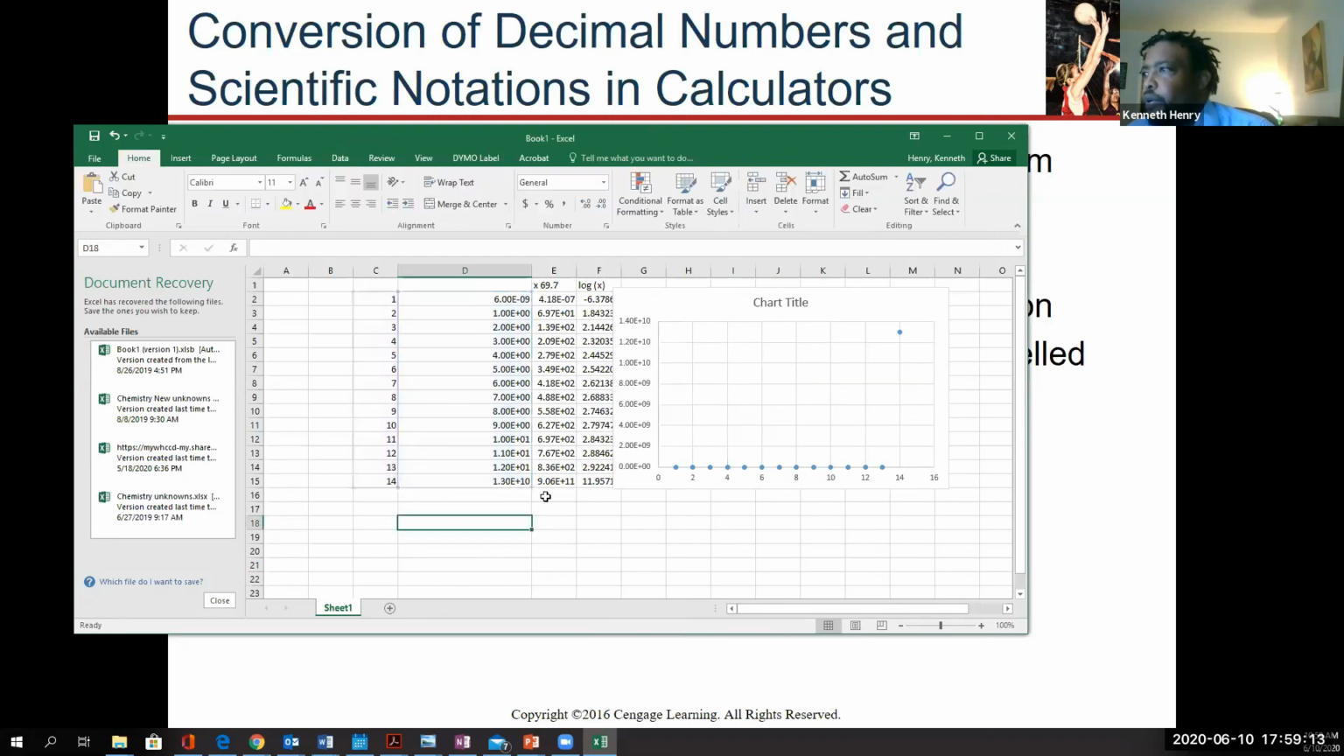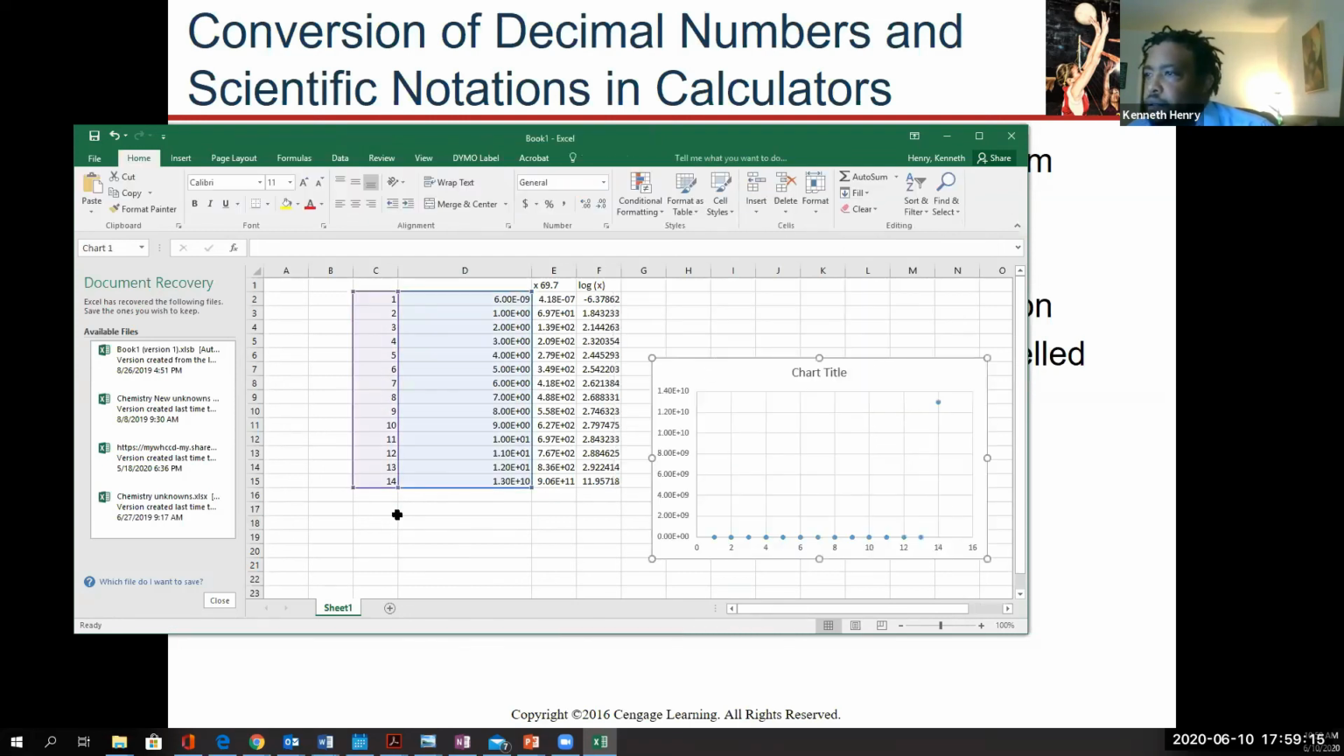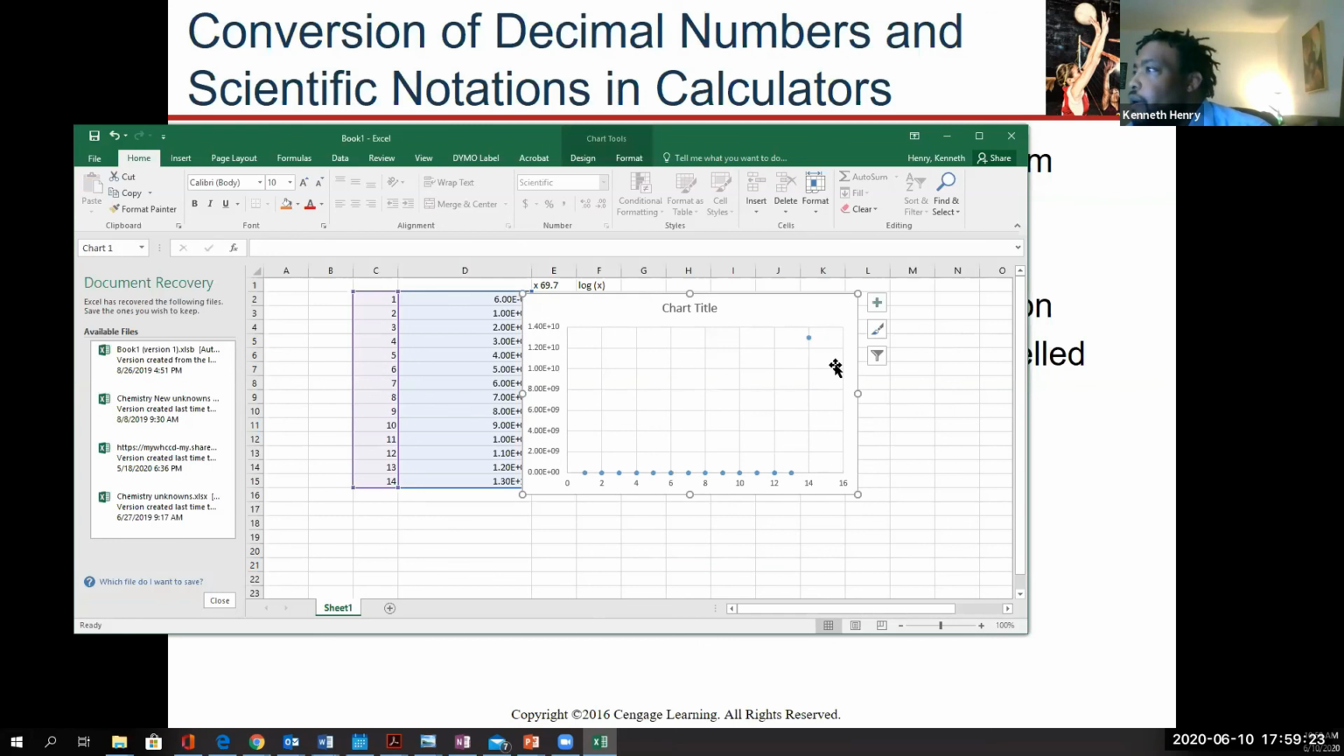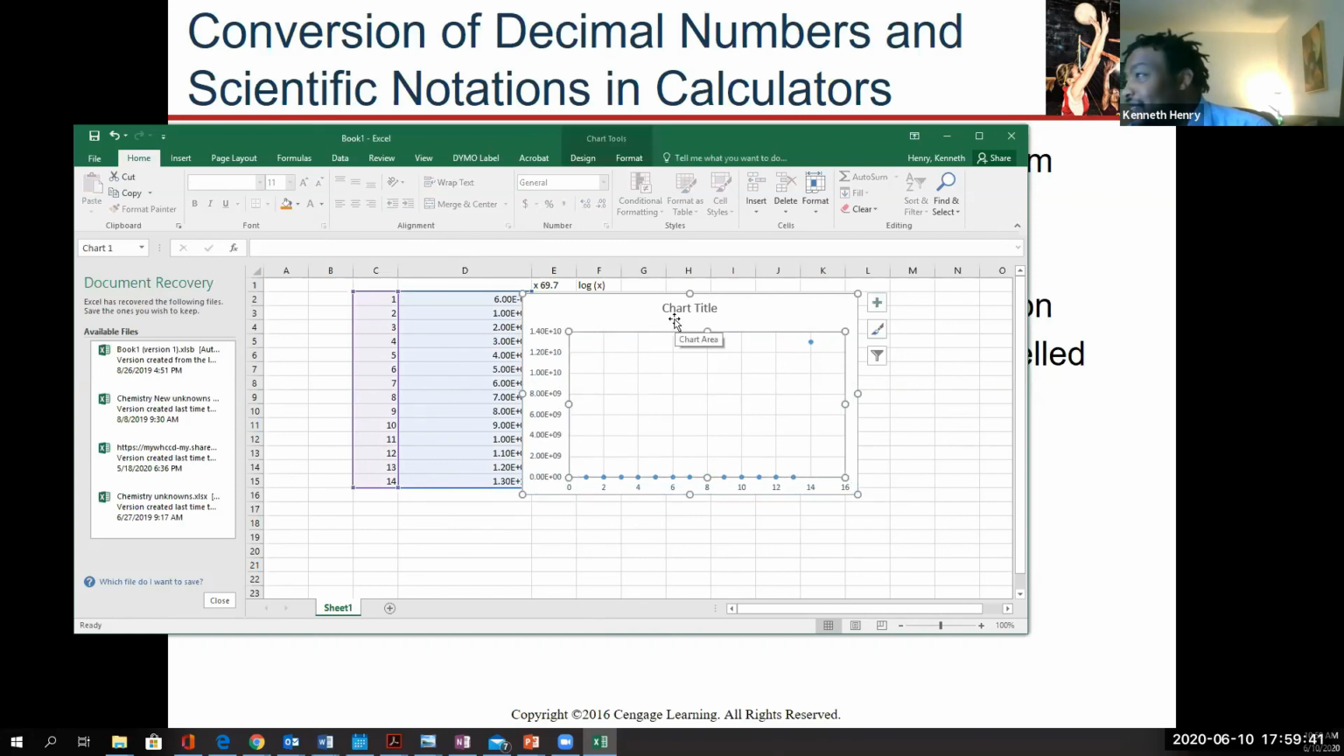I'm going to get rid of this point right here. So we're going to get rid of this one for right now. Okay, so right now I have it graphed. Now, this point here throws everything off because it's so big compared to all of the others. So what I want to do is set it up so that I'm ignoring that point entirely. So I want to deselect that.